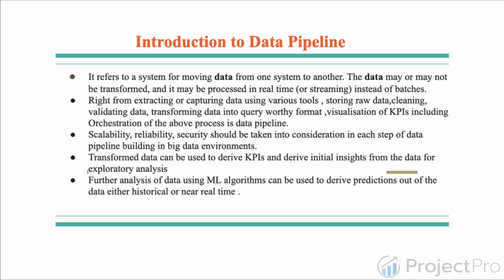Also, transformed data can be used to derive the key performance indicators and derive initial insights from the data for exploratory analysis. Regarding these transformations, first we initially get the raw data, right? It can be in any format, like CSV directly, or JSON, complex JSON, or text, or anything. These data formats need to be normalized first and then denormalized. So first directly dump the data, then perform cleaning of the data. Cleaning mainly comprises checking whether there are any duplicates, null values, or special characters in the data. All of these will be taken care of in the data cleaning part.